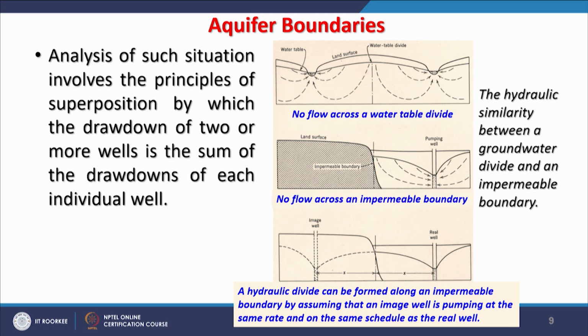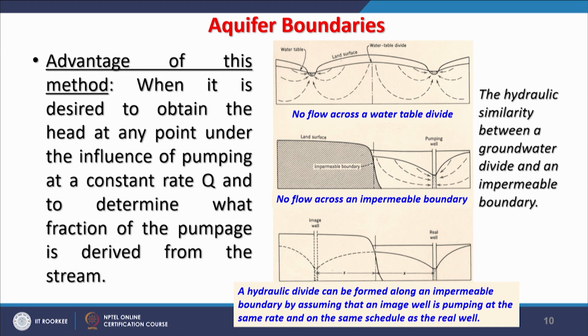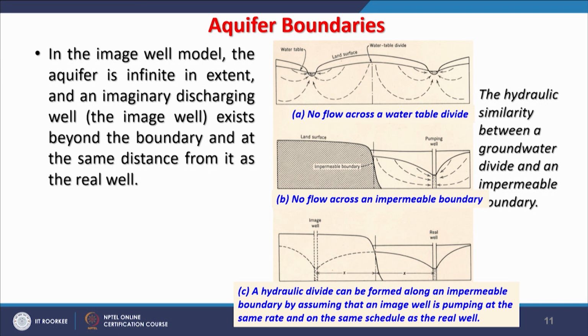Now, the advantage we would see is that in such situations the analysis will involve the principle of superposition, by which the drawdown of two or more wells is the sum of the drawdown of each individual well, and that is a further step which we take in the image well theory. And a further advantage is when it is desired to obtain the head at any point under the influence of pumping at a constant rate Q through the real well, and then determine what fraction of pumpage is derived from the stream, if that kind of situation is there. So, in this image well theory or image well model, the aquifer is infinite in extent. So, in the B figure, as you have seen, there is no flow across the impermeable boundary, but we are assuming that it is allowing the flow.